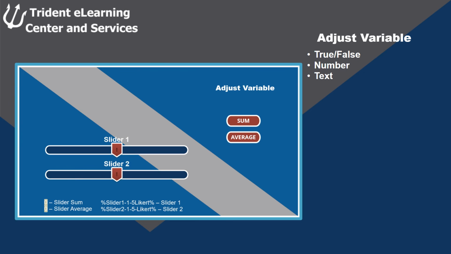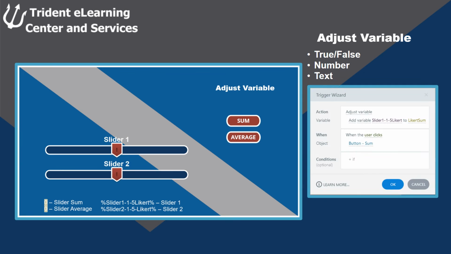An average, as you know, is the sum of the numbers divided by the total number of numbers. In this example, we'll first add the two slider variables together to get the Likert sum, then divide that sum by 2 to get the slider average. Let's start by using number variables to calculate the Likert sum. We'll set the first slider to 1 and leave the second slider at 3. The slider's programming automatically updates the variable Slider 1, 1 to 5, Likert to 1, and Slider 2, 1 to 5, Likert remains 3.